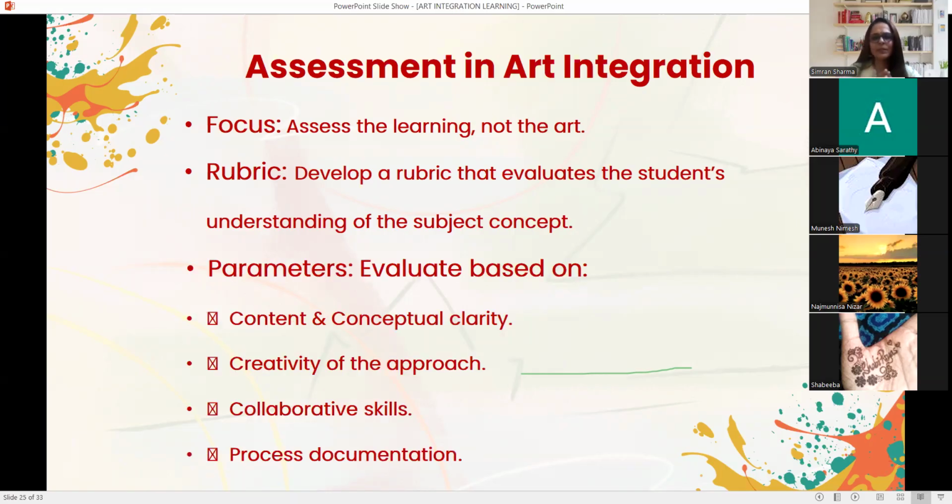For example, evaluate based on content and conceptual clarity. As I said, the content and the concept clarity should be there, whether the topic is covered or not. Creativity of the approach, whether they have applied different forms of art, one form, two, three, or many. It could be anything. Whether there was collaborative engagement. They collaborated with other students, because this is also one of the key points of art integrated learning.